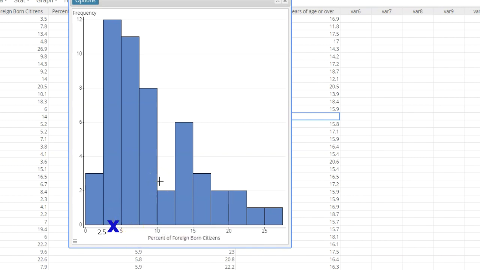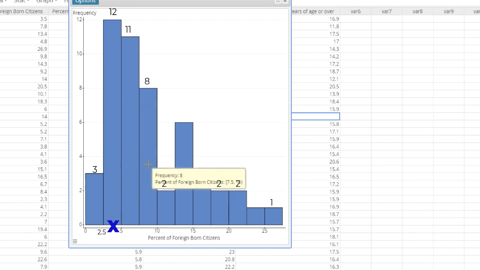And the cool thing about the median as a measure of center is that it literally means the data value right in the middle. So if we add all these frequencies, and we can see as we highlight here, in the first bin, there are 3 states that have a percentage in that range. In the next bin, there are 12 states in that range of 2.5 to 5% foreign-born citizens. Third bin, 11.